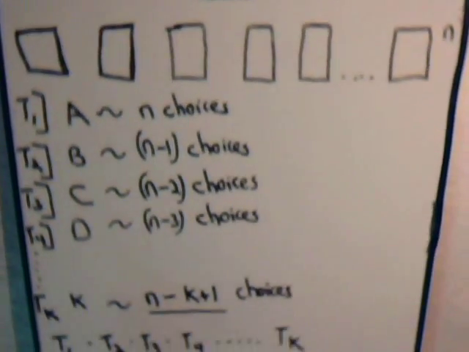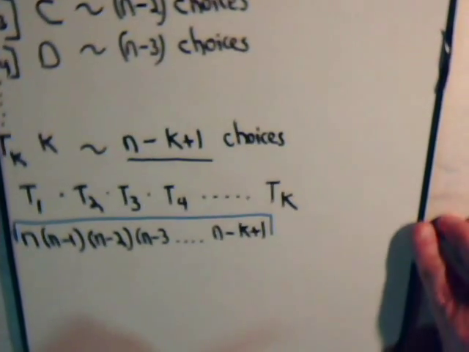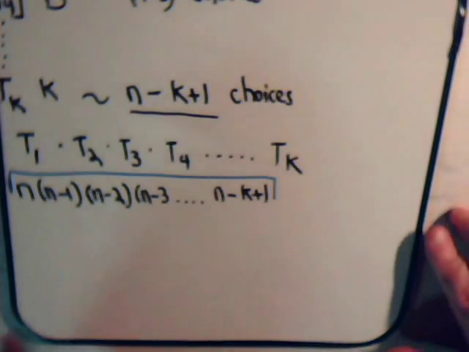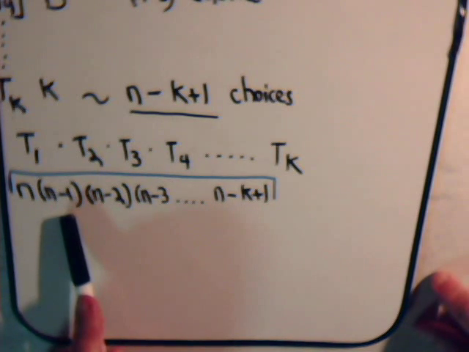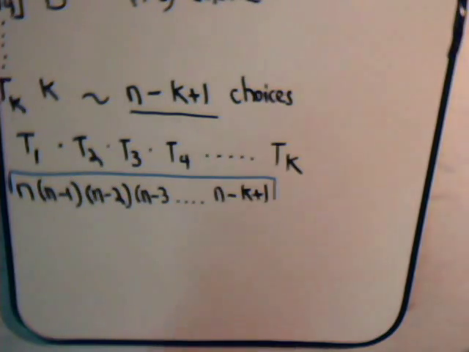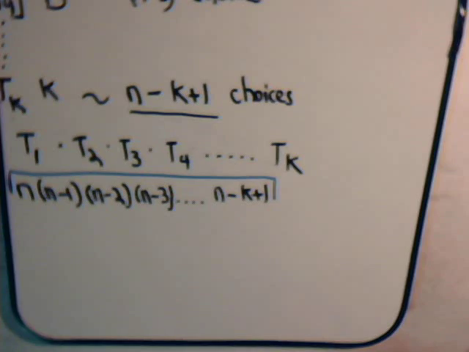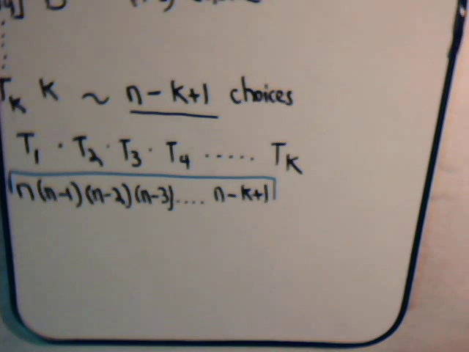Now let's look at our expression here and try to keep it in focus while we do so. Okay, here we have n times n minus 1, so it decreases by 1. n minus 2, it decreases by 1 again. n minus 3, it decreases by 1 again. And it keeps going like this, keeps decreasing by 1 until we reach this number.